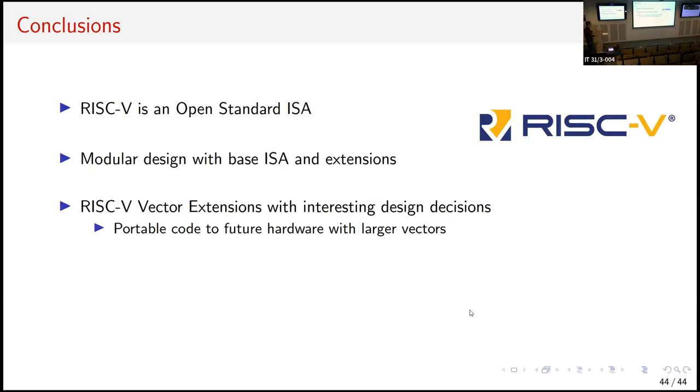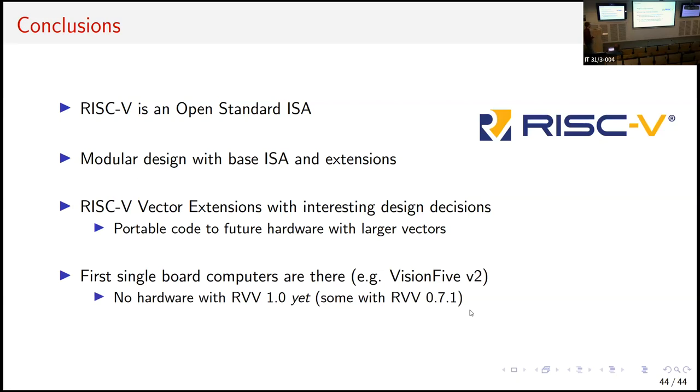The vector extensions are, in my opinion, very interesting. They have a couple of interesting design decisions, especially being able to write portable code for larger vectors that will also perform well, because it's up to the architecture to do some of the strip mining or chunking. I personally think that's very interesting. I already heard that some chip designers don't like it because the standard RISC-V vector extensions are quite complex. Implementing this in hardware is maybe not the easiest task. But I'm a software person, so for me that is interesting.